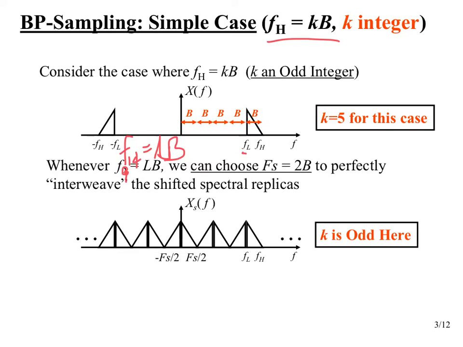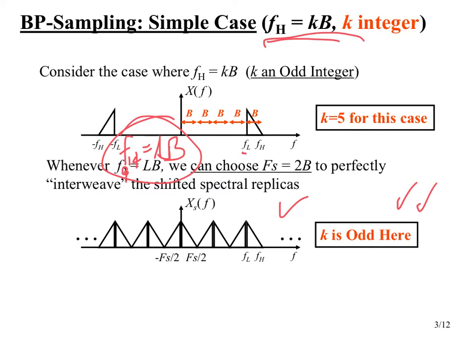So then we can choose Fs is equal to 2B to perfectly interweave these spectral replicas. And this is the case that we get. And in this case, we have FH is equal to KB and K is odd. In fact, I'm absolutely certain that that's what I intended there.